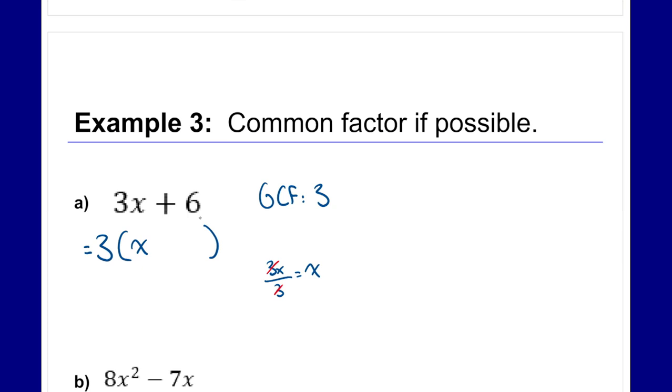For the second one, the plus 6, what 3 times what gives me 6? Or I could think, okay, 6 divided by 3 equals what? It equals 2. So that means plus 2 is the second term in the bracket. Now, if you're unsure if you got the right answer, you can expand, because if I expand, that should bring me back to where we started. 3 times x is 3x, and 3 times 2 is 6, so I know I did the right factoring.